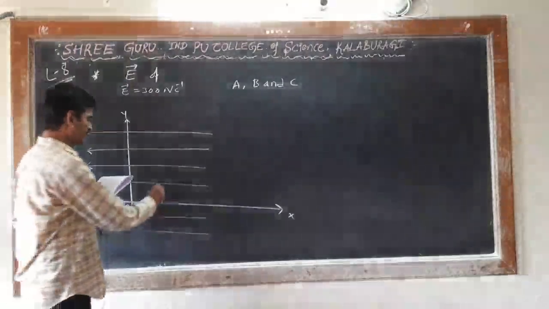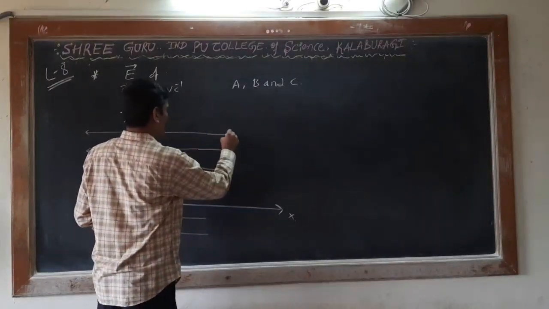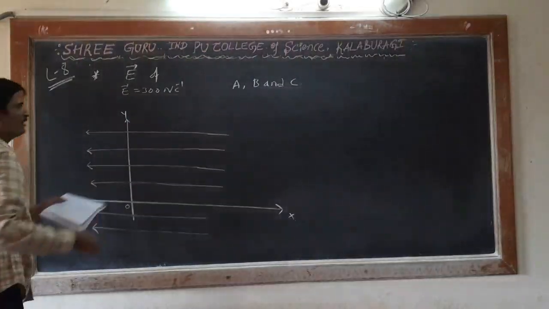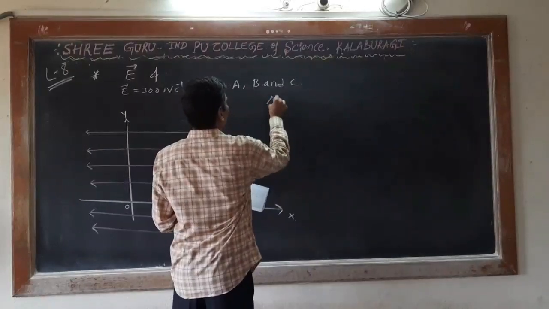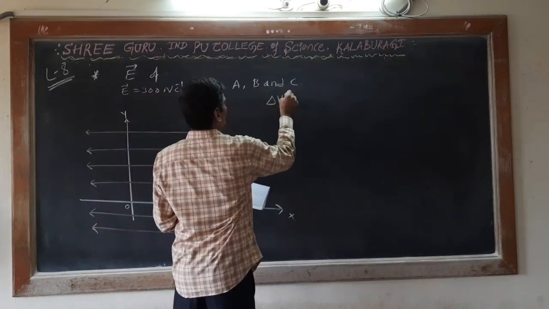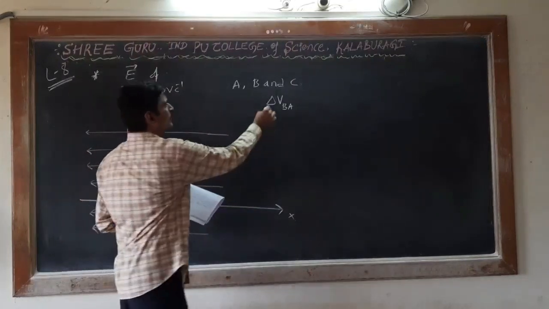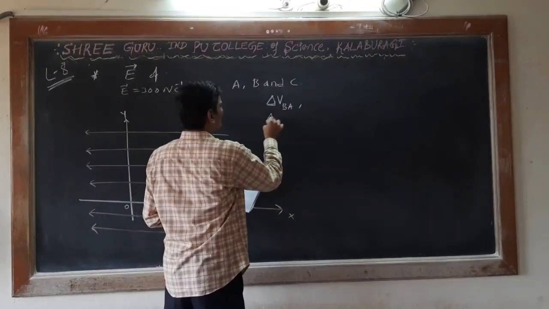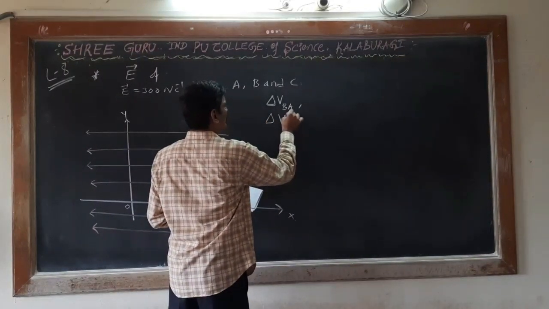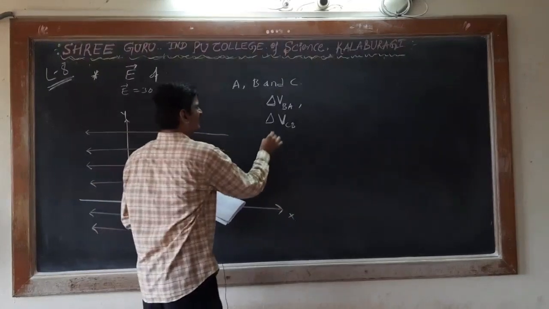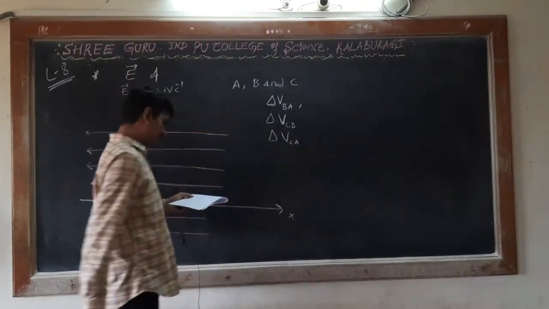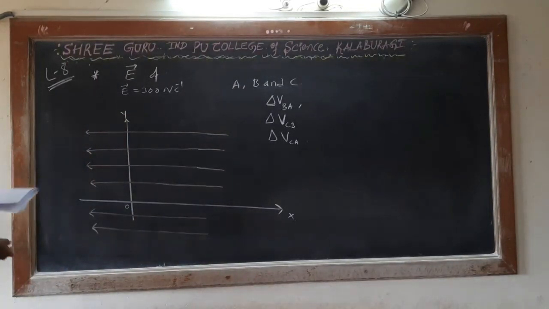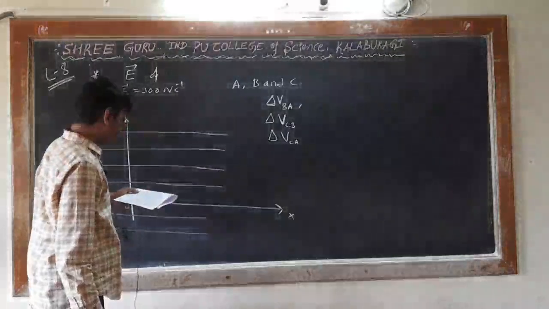Later on you draw the figure. Just write the question first. As shown in the figure. Find the potential differences delta VBA, delta VCB and delta VCA.